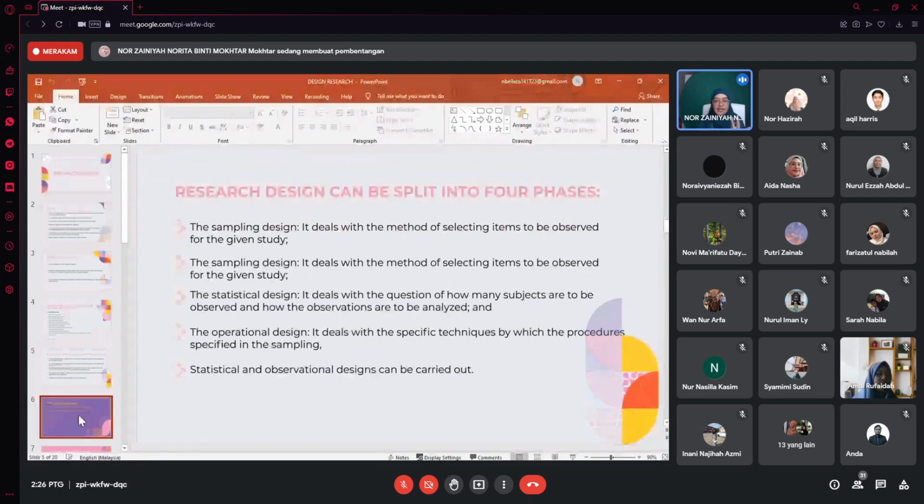Types of research design. This is what I meant earlier. Exploratory or formulative study. What is exploratory?